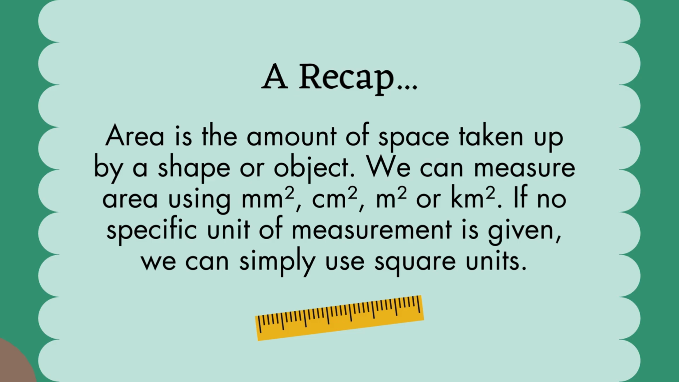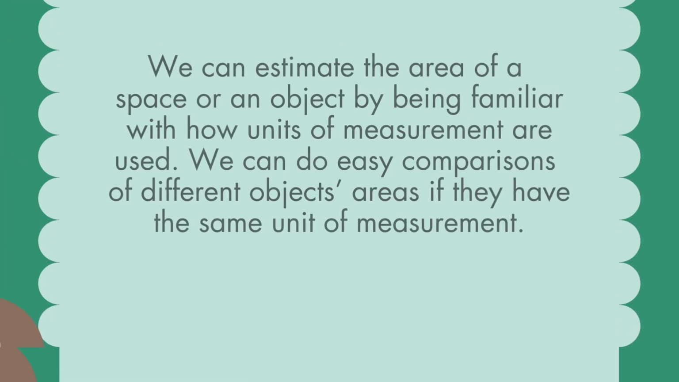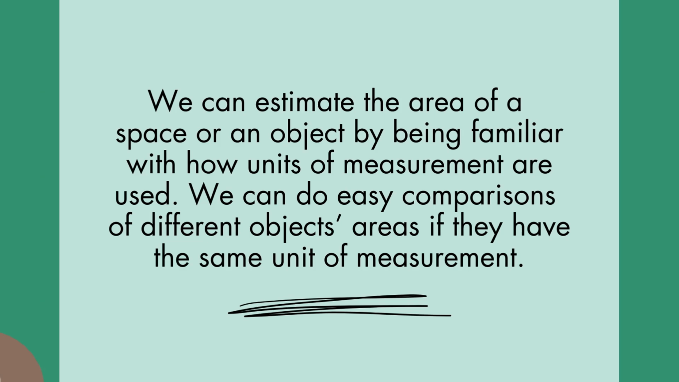Okay, everybody, so let's do a quick recap. Area is the amount of flat space that something takes up. We can use different units to measure area, but it's usually squared. So millimeters squared, kilometers squared. And now that you're familiar with some of these units, we can also do estimation. Estimation is a really good guess that is really close to the real measurement of something. If we know what some of these units are and how large they are, we can always estimate.